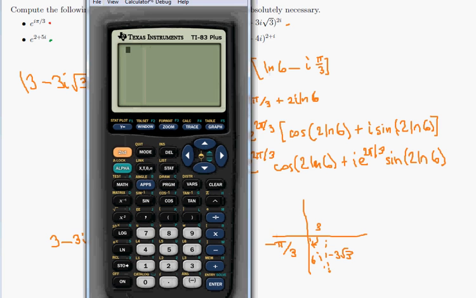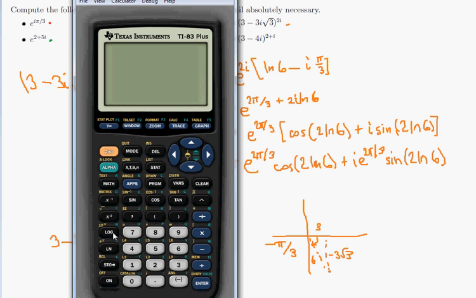So we hit clear here, and let's see. So the real part would be e to the 2 pi over 3 times the cosine of 2 times the natural log of 6. It's a very unusual expression where a logarithmic expression is the angle, and we get negative 7.34. The other one will be e to the 2 pi over 3 times the sine of 2 times the natural log of 6. And that works out to be negative 3.473 approximately.